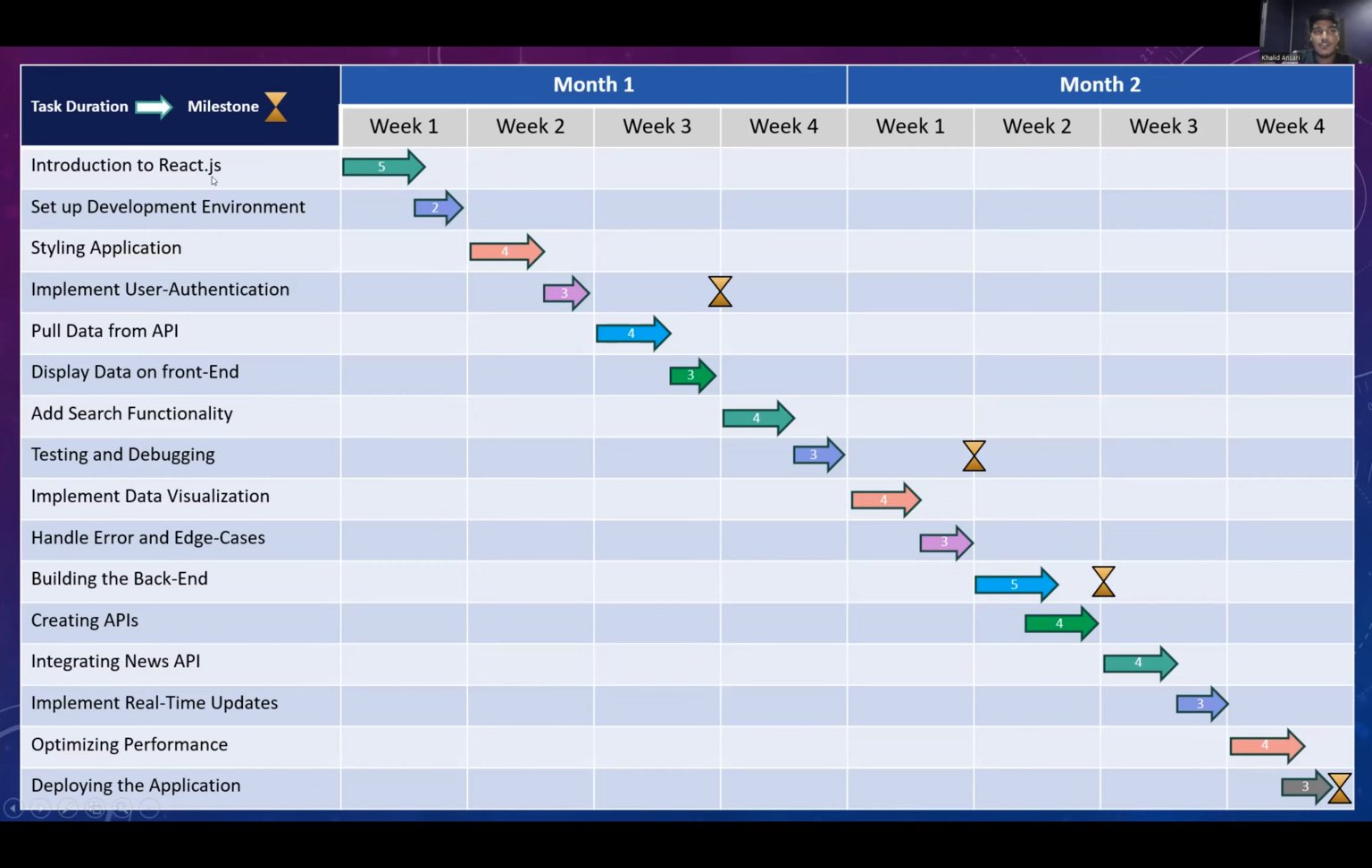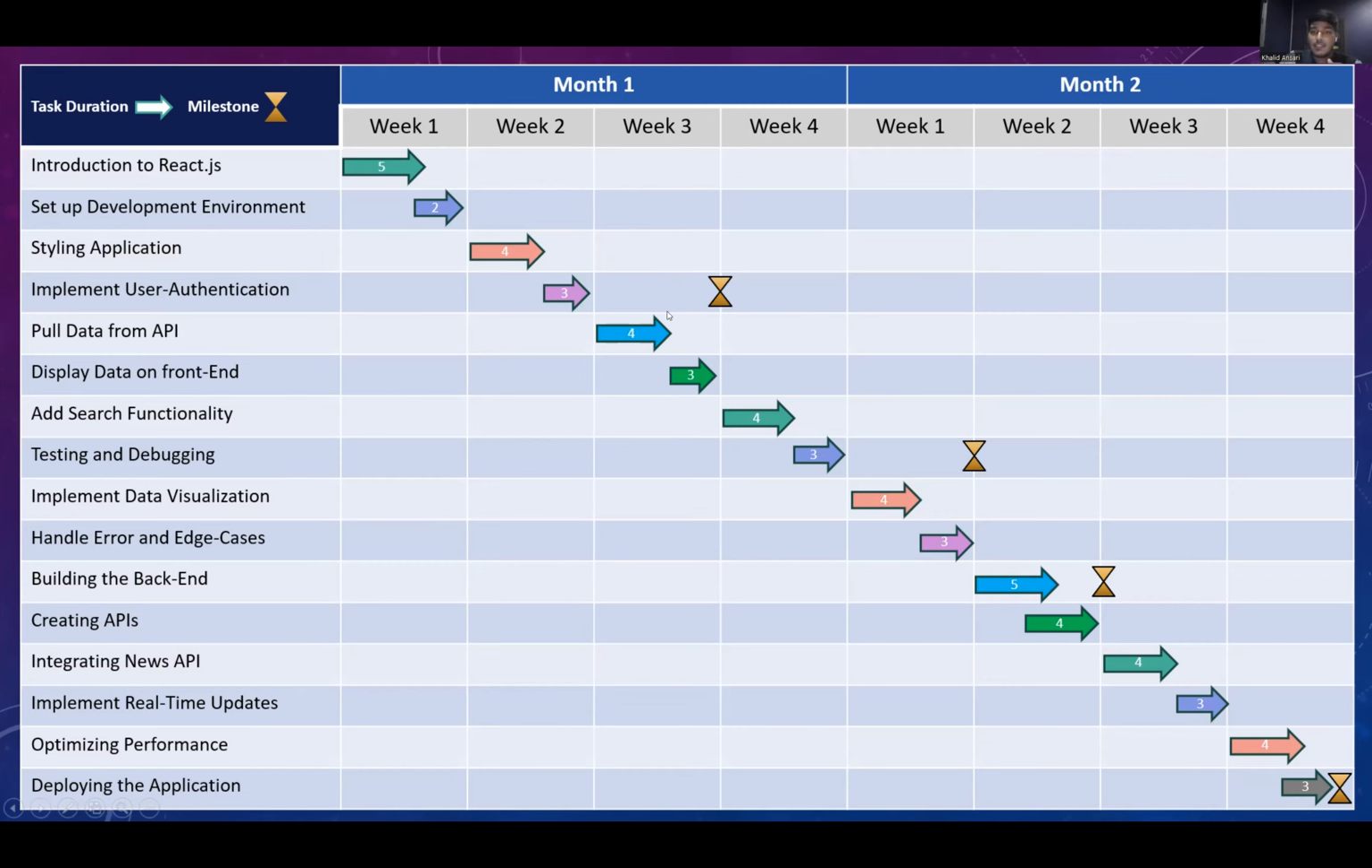So basically, introduction to React.js, setting up of the development environment, styling the application, and implementing user authentication. Up till here, it's a major key milestone. This milestone means that all of these need to be completed before the start of week 4. If some delay or issue is there, it needs to be fixed in this time frame. Extra time is given, you can fix it in that.